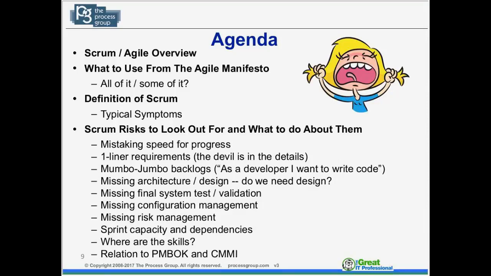So a little bit about Scrum and Agile, just one slide. What to use from the manifesto. A lot of people refer to the manifesto as the thing you must do, but if you look at it carefully, it has good things in there and it has some risks in there too. And I want to point out maybe the cause or source of some of the problems people are having if they follow the manifesto a specific way.